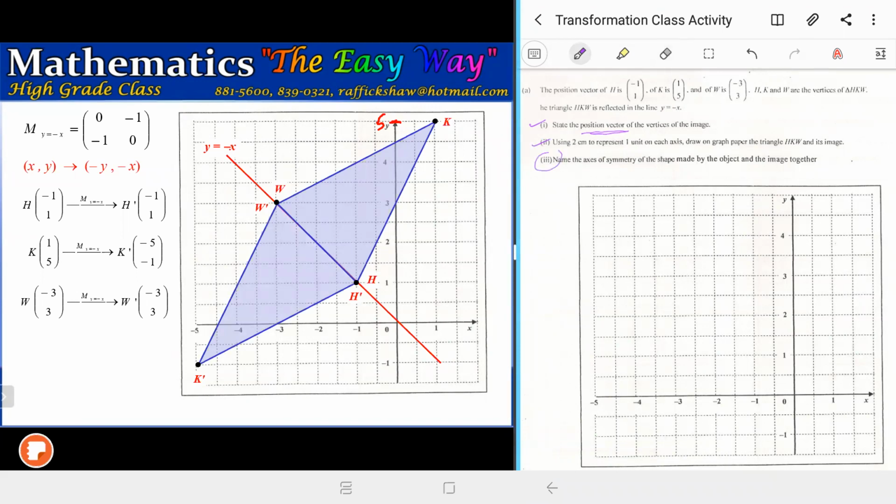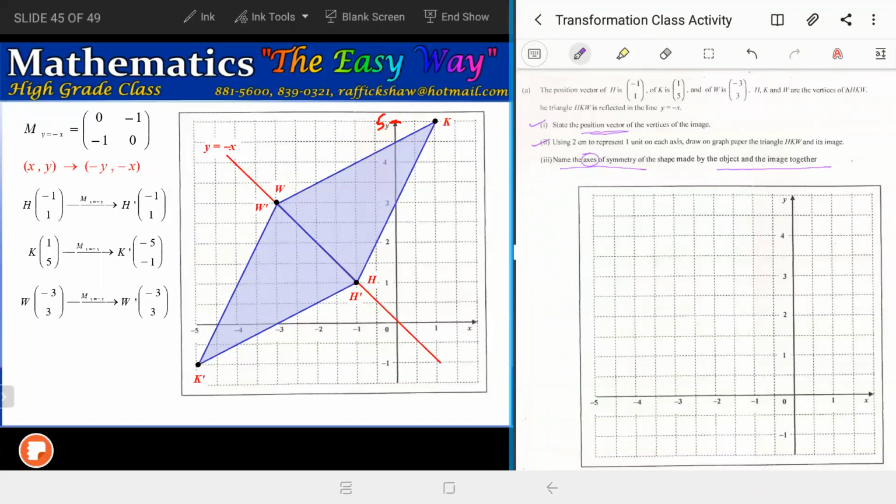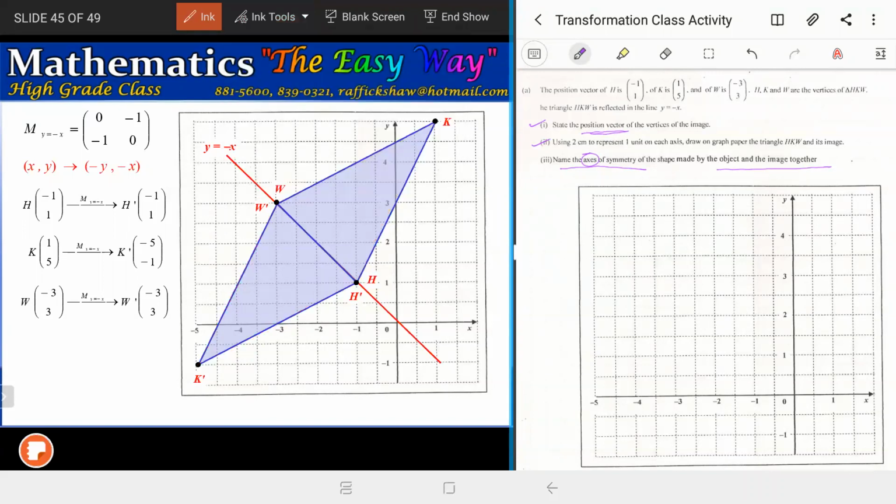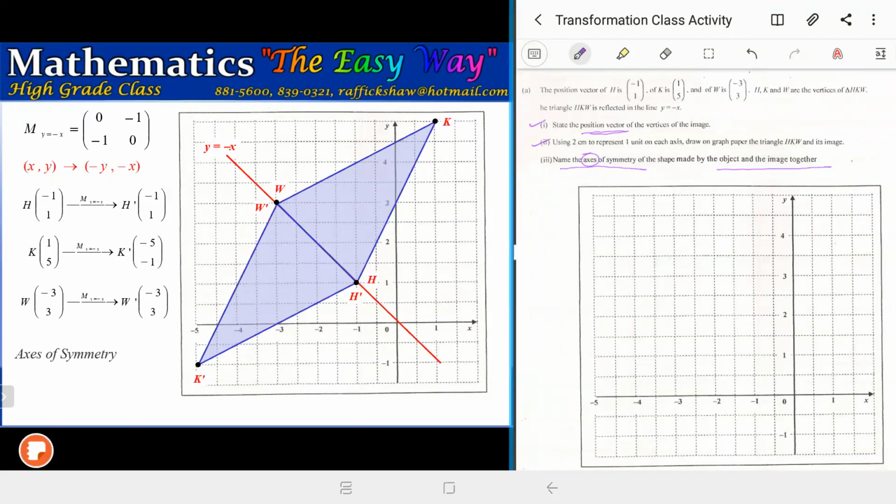Part 3 right here now wants us to name the axes, plural. Name the axis of symmetry of the shape made by the object and the image together. So what are the axes of this shape made by the image and the object together? The full shape. It's actually gonna have 2 lines of symmetry, obviously. Let's put them in. So we're gonna have a line of symmetry right down the middle there between K and K prime. But also WH is a line of symmetry. WH right here is also a line of symmetry.